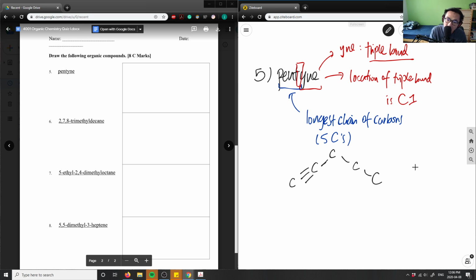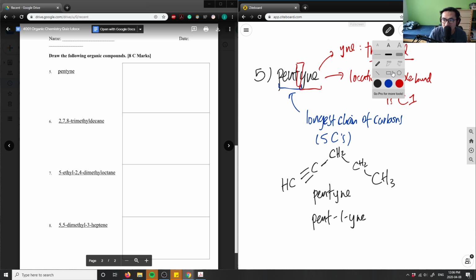So for example, this one has 1 H here. The second carbon here has no H's because it is already making 4 bonds. The third carbon here has 2 hydrogens to saturate it. This one also has 2, and this one has 3, right? Because again, carbon makes 4 bonds, and this here is pentyne, or if you want to be more specific, pent-1-yne, to locate that the triple bond is on carbon 1.